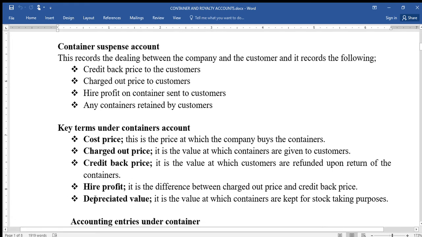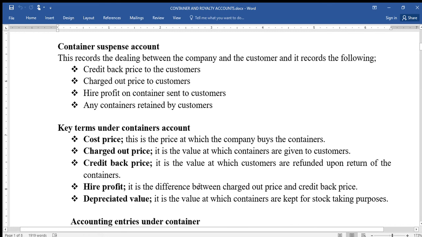And then hire profit. Hire profit is the difference between the charge out price and the credit back price. They charge the bottle to you at 500, but they give you back 400. So the difference between the two is 100, and that 100 is the hire profit. Then another term is depreciated value. This is the value at which containers are kept for stock taking purposes.